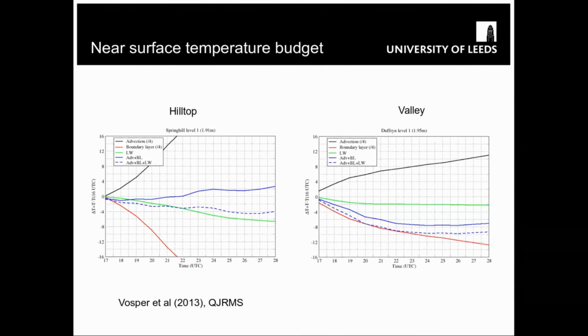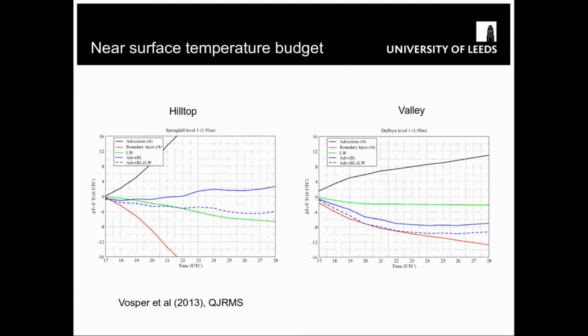The black line shows the advection, so that's transport. You can see that at both sites that's a warming effect actually. So the flow is bringing warmer air towards these sites. These black and red lines have actually been divided by 4, so they all fit onto the scale. So that's warming due to advection, and cooling due to boundary layer processes, so that's really the turbulence and mixing.